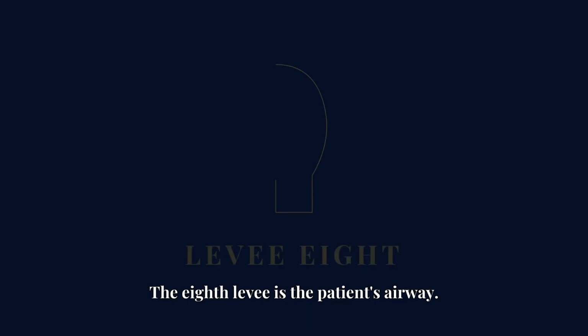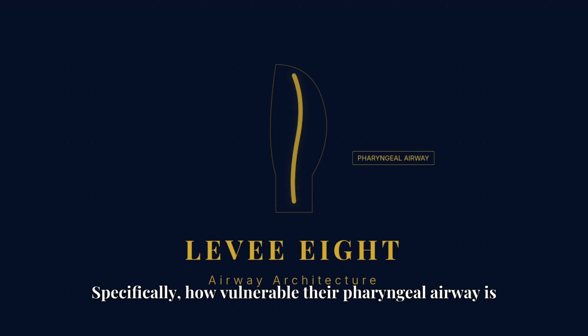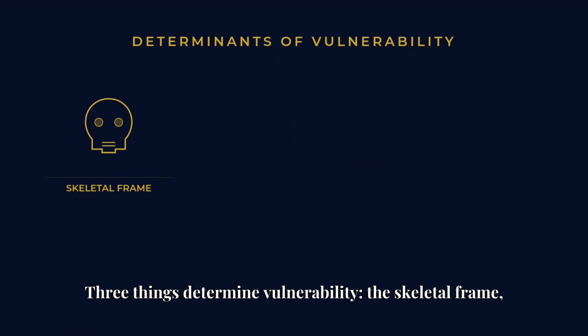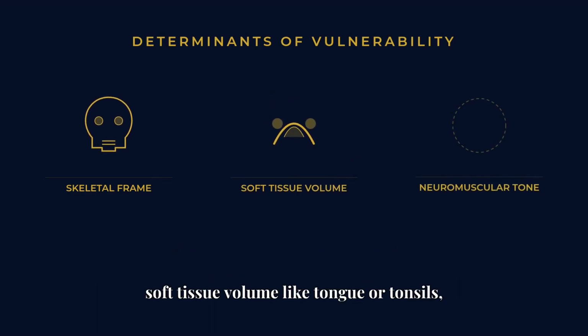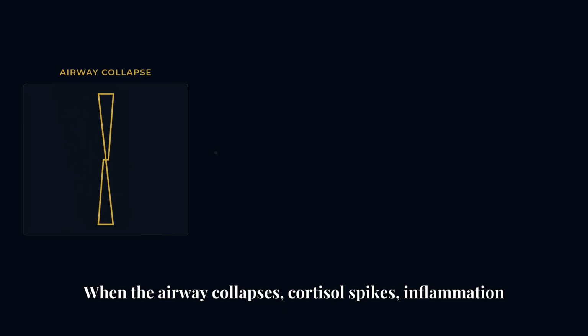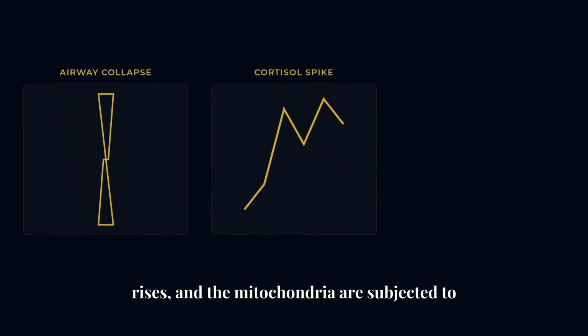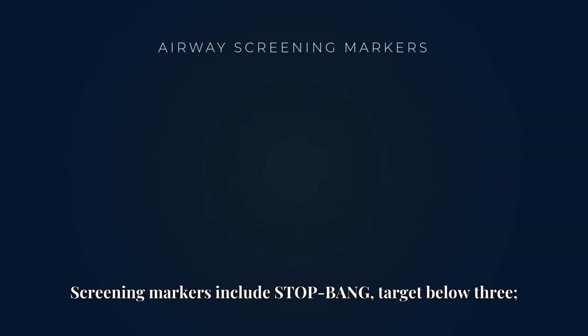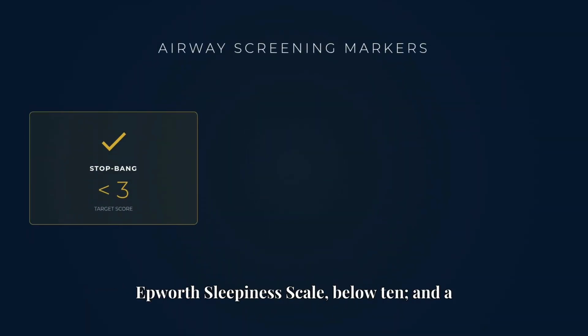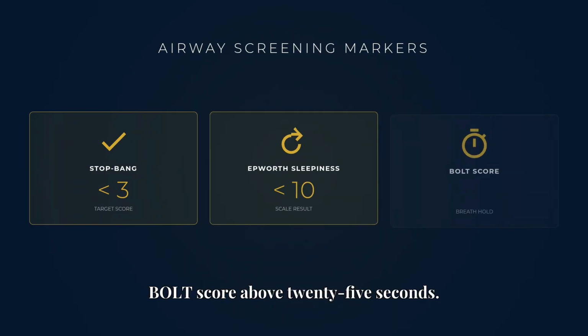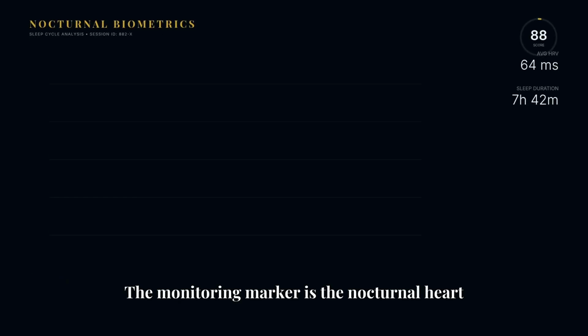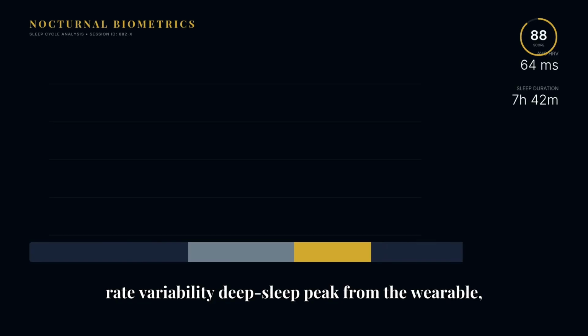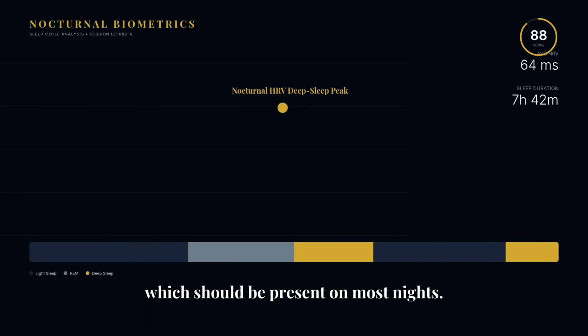The eighth levy is the patient's airway, specifically how vulnerable their pharyngeal airway is to collapse during sleep. Three things determine vulnerability: the skeletal frame, soft tissue volume like tongue or tonsils, and neuromuscular tone. When the airway collapses, cortisol spikes, inflammation rises, and the mitochondria are subjected to repeated hypoxia. Recovery is destroyed. Screening markers include STOP-Bang, target below 3, Epworth Sleepiness Scale below 10, and a BOLT score above 25 seconds. The monitoring marker is the nocturnal heart rate variability deep sleep peak from the wearable, which should be present on most nights.